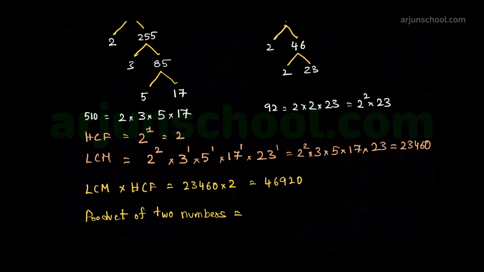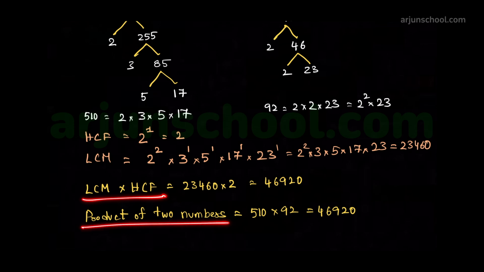46920. Now let us find the product of the two numbers. 510 times 92, which is also equal to 46920. Therefore we have verified that the product of LCM and HCF of the two numbers 510 and 92 is equal to the product of the two numbers 510 and 92.